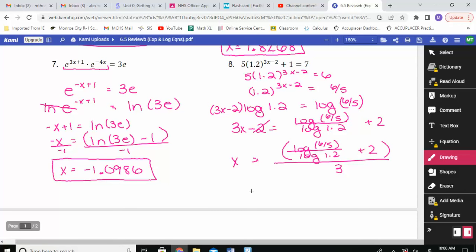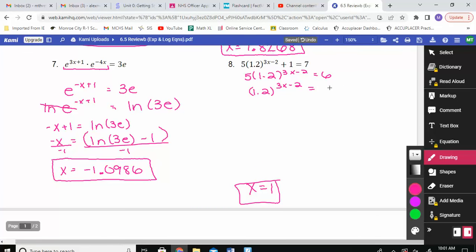So we got a nice answer this time, didn't we? Does anyone see? I got 1.666666667. If you caught that, 6 is 1.2. So we have a common base. You can set the exponents equal. So 3x equals 3, and x equals 1.